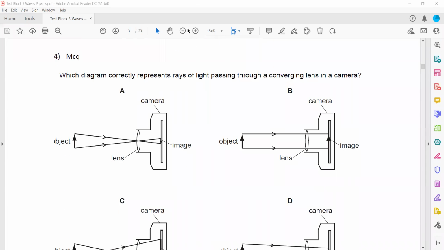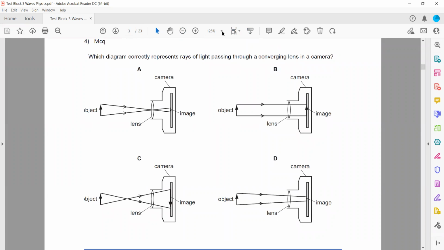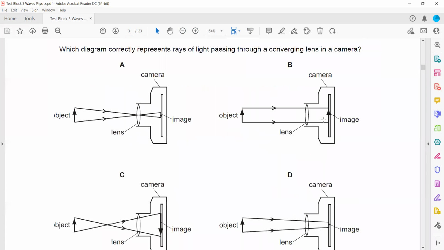Then in question 4: which diagram correctly represents a ray of light passing through a converging lens? Remember, when a ray is passing through the center, it will pass straight without changing direction. So this ray is passing through the center, it should pass straight. This ray is also passing through the center, it should pass straight. So A is the right answer.